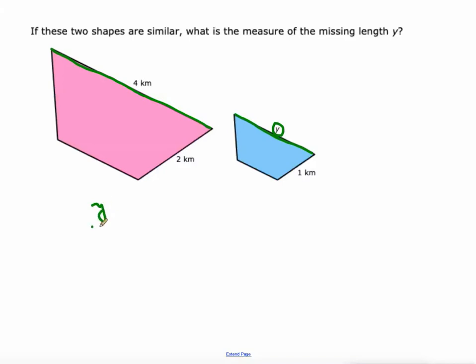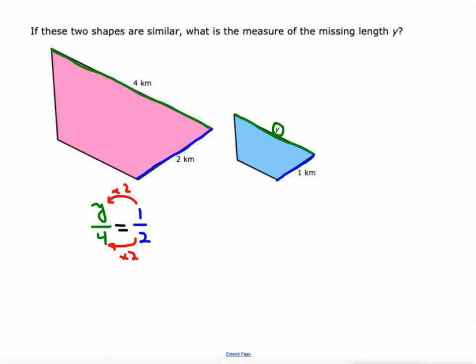So I'll set up a ratio of y to 4. And then I'll create a proportion because I can also go back to this shape, the smaller one, and say that this side is corresponding to that side, so 1 over 2. So this reads y over 4 equals 1 over 2. So you might look at it and go, oh, this is how I would look at it anyway. 2 times 2 is 4, and 1 times 2 is 2, so the answer is 2. And that would be right.